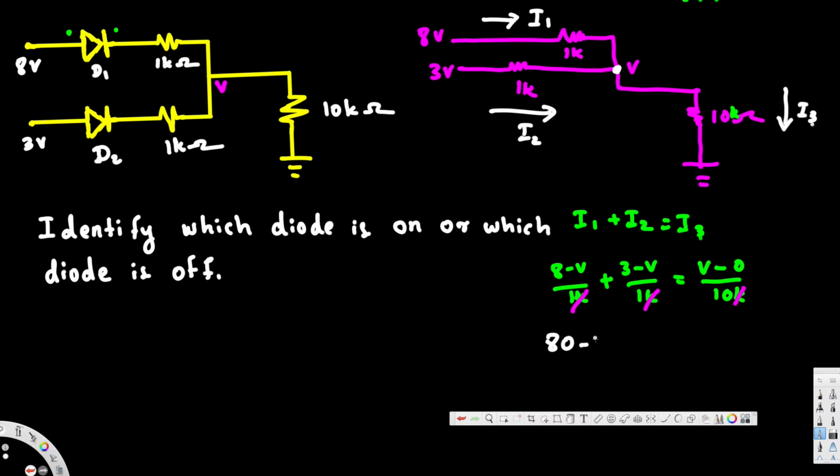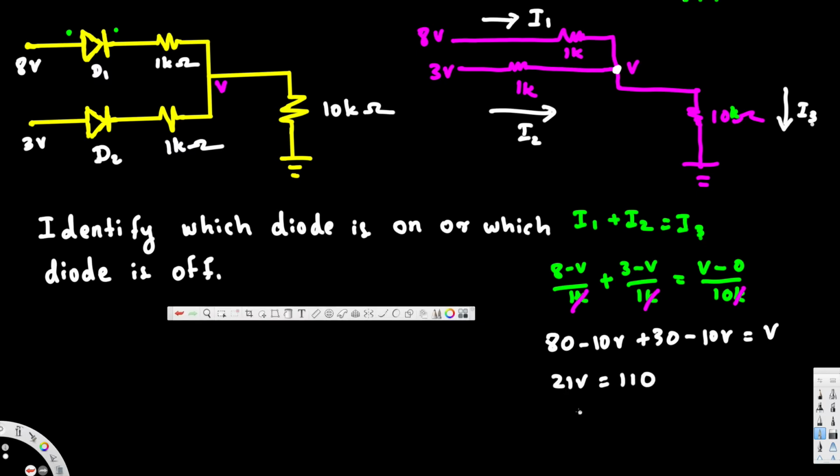Therefore we are going to have 80 minus 10V plus 30 minus 10V is equal to V. So this is going to be negative 20V. If we bring this negative 20V to this side, it adds up with this one, so we are going to have 21V equal to 110. Therefore V is going to be 110 divided by 21, and if you calculate that value, it's going to be 5.24. So this is going to be our voltage right here.